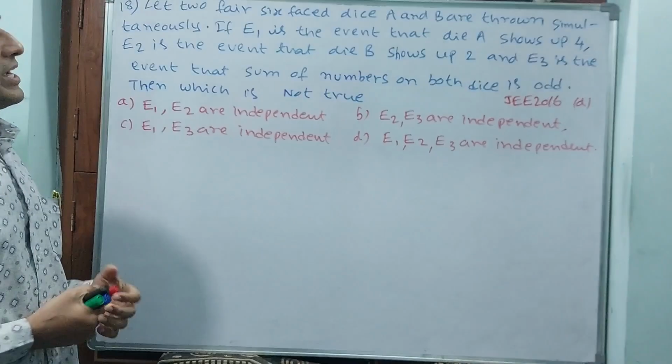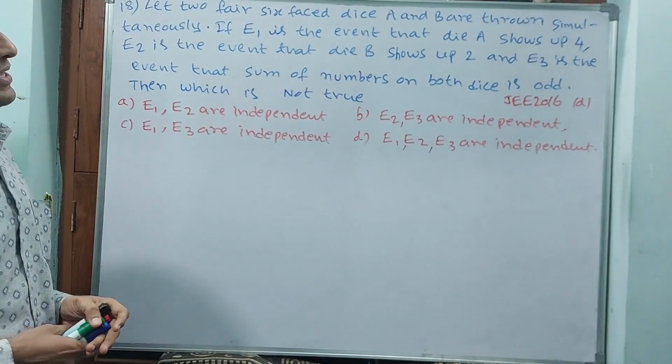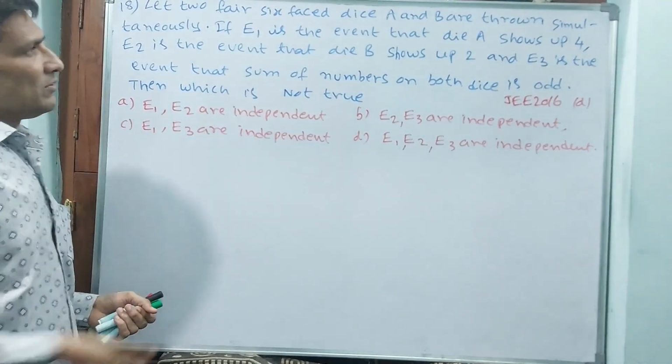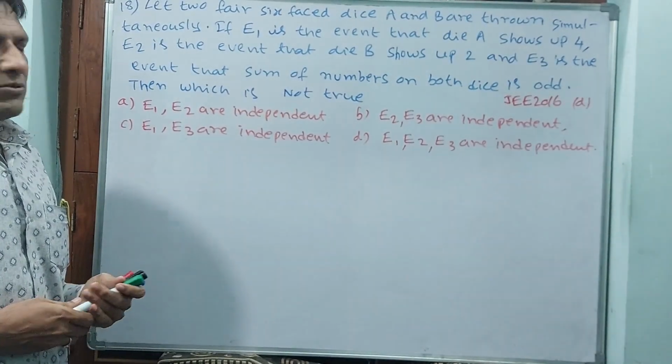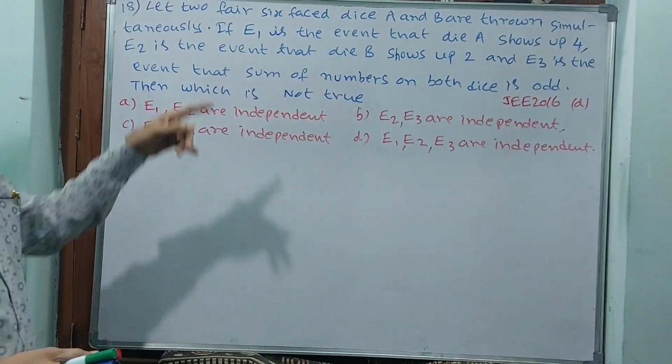Okay, see question number 18. Let two fair six-faced dice A and B be thrown simultaneously. Dice means we know dice. We will throw, and normally six faces will be there. That we know: 1, 2, 3, 4, 5, 6 will be there.